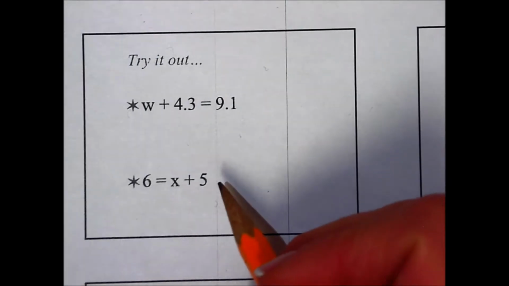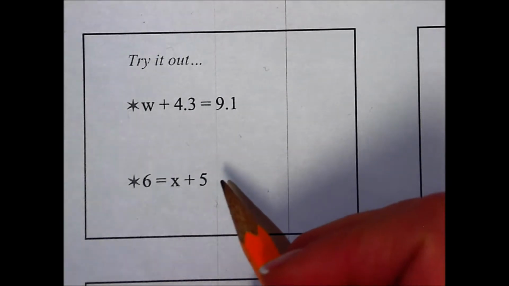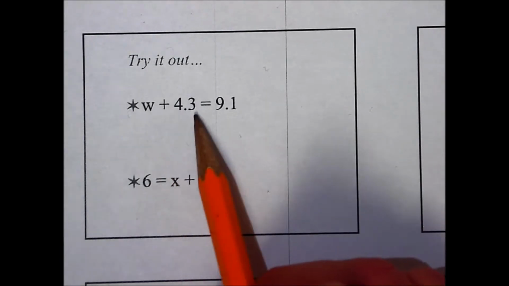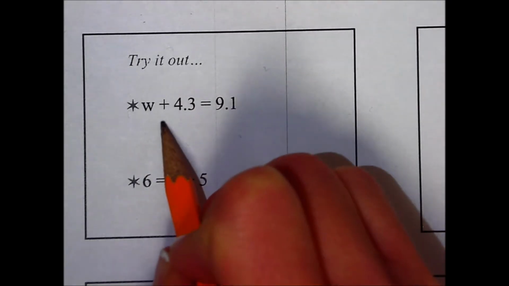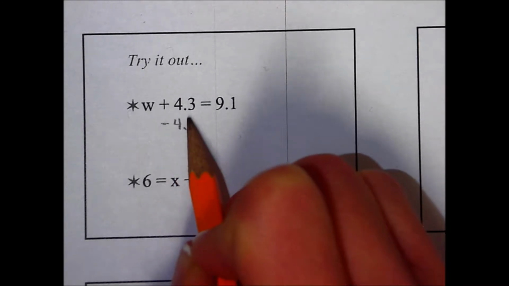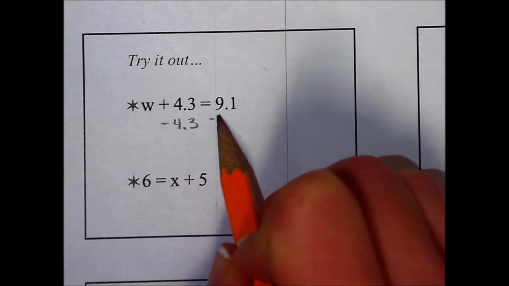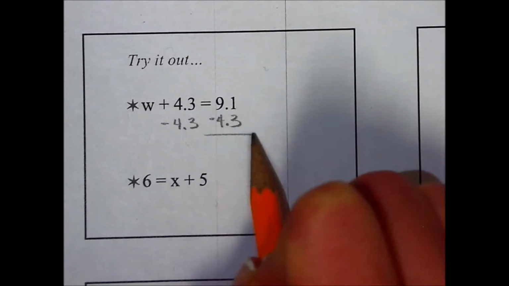The first step is to get W by itself on one side of the equation. So I am adding 4 3/10. So in order to get rid of it, I need to subtract 4 3/10. So we'll subtract 4 3/10 from this side. And what I do to one side of the equation, I must do to the other. So I will also subtract 4 3/10 from this problem.